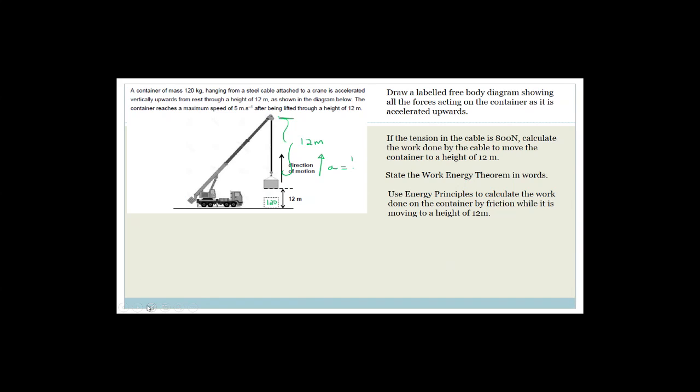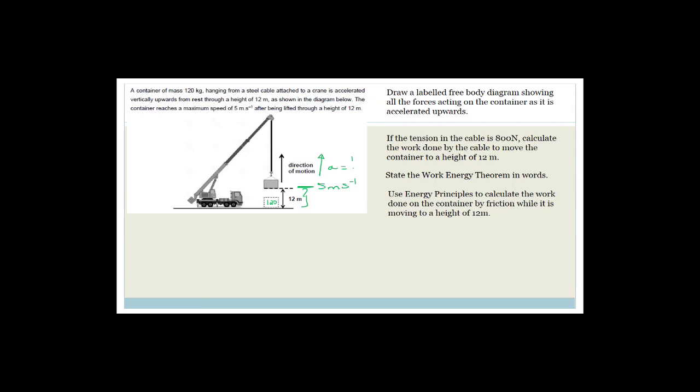Through a height of 12 meters, the container reaches a maximum speed. Oh, there's the 12 meters. Sorry, I was getting excited. Okay, so there's the 12 meters. It reaches a maximum speed of 5 meters per second after it's reached the 12 meters. Now it says, draw a labeled free body diagram showing all the forces acting on the container as it accelerates upwards.